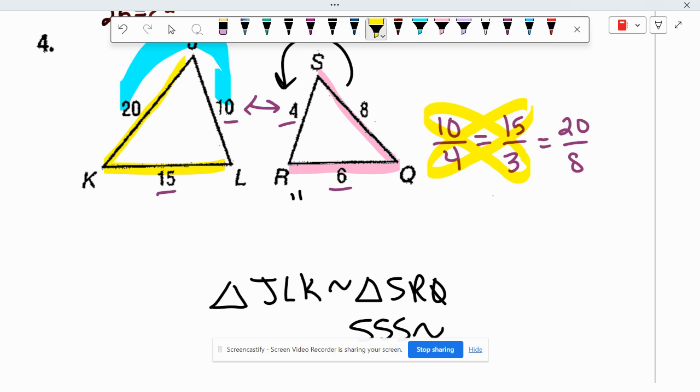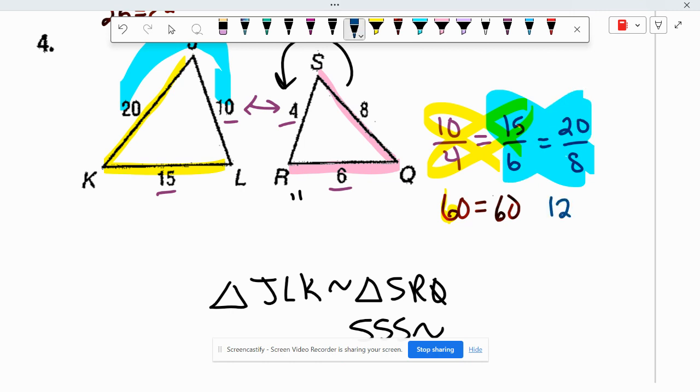Yeah, 15 is not 3. This should be a 6. Sorry. You guys are just letting me do all kinds of crazy math here. This should be a 6. So what do I get when I multiply those? What's 4 times 15? 60. And what's 10 times 6? Okay, what if I did the proportion this way? 15 times 8 and 6 times 20. Don't I get 120 equals 120?